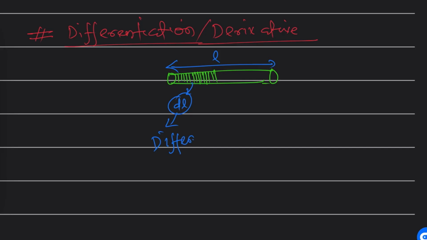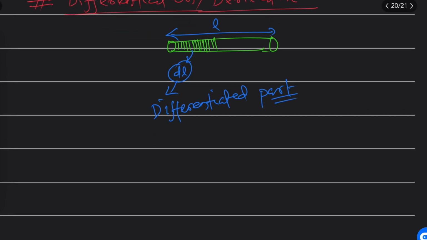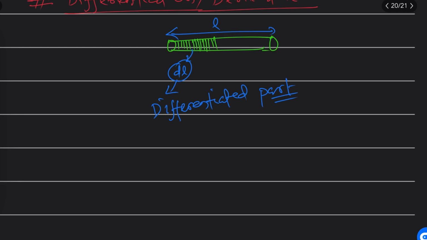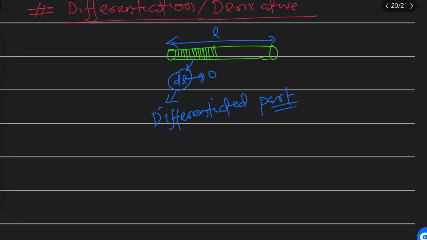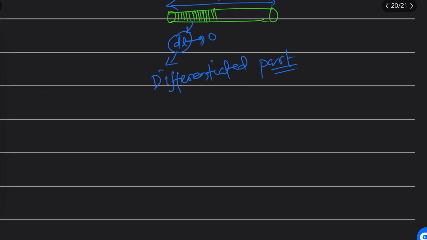Which part? The differentiated part. Why are we using this d? It means the smallest part, up to the level of extent we can go, and further we can't divide. That's why we write dl, meaning this length dl is tending to 0. Here I'll discuss what this is and why we are discussing it. Now let me make it more clear.